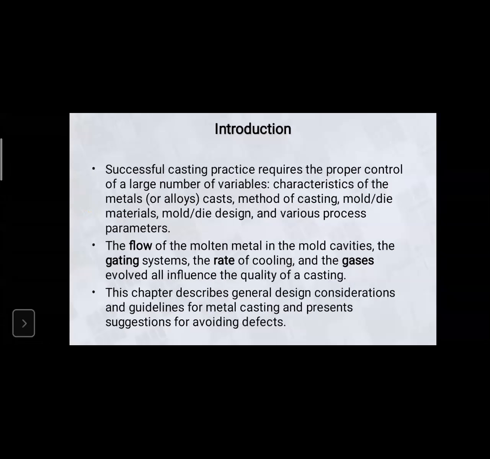This chapter describes the general design considerations and guidelines of metal casting and presents suggestions for avoiding defects. What it explains is that when you follow each and every part and each and every design, the defects in your product can be reduced. So to reduce the casting defects, we have to follow some different types of rules that are to be considered, right?